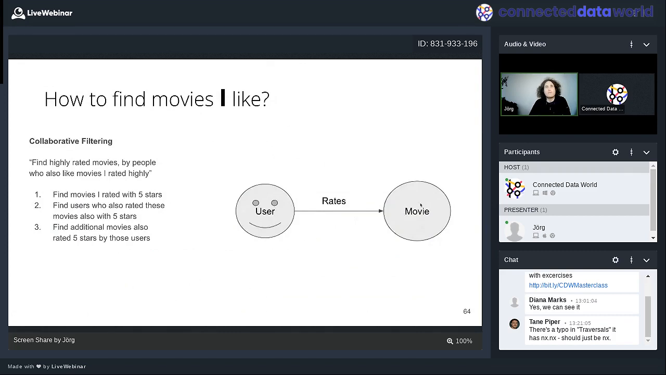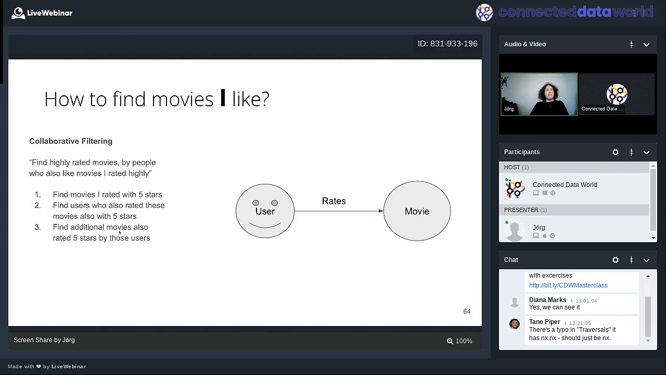Next, we actually want to traverse back to the user side of the bipartite graph, because we want to be able to identify users who are similar to us. So we want to find users who also rated either the entire set or some of those movies as highly as we did. So we basically go back in this graph and identify users who are similar to us.